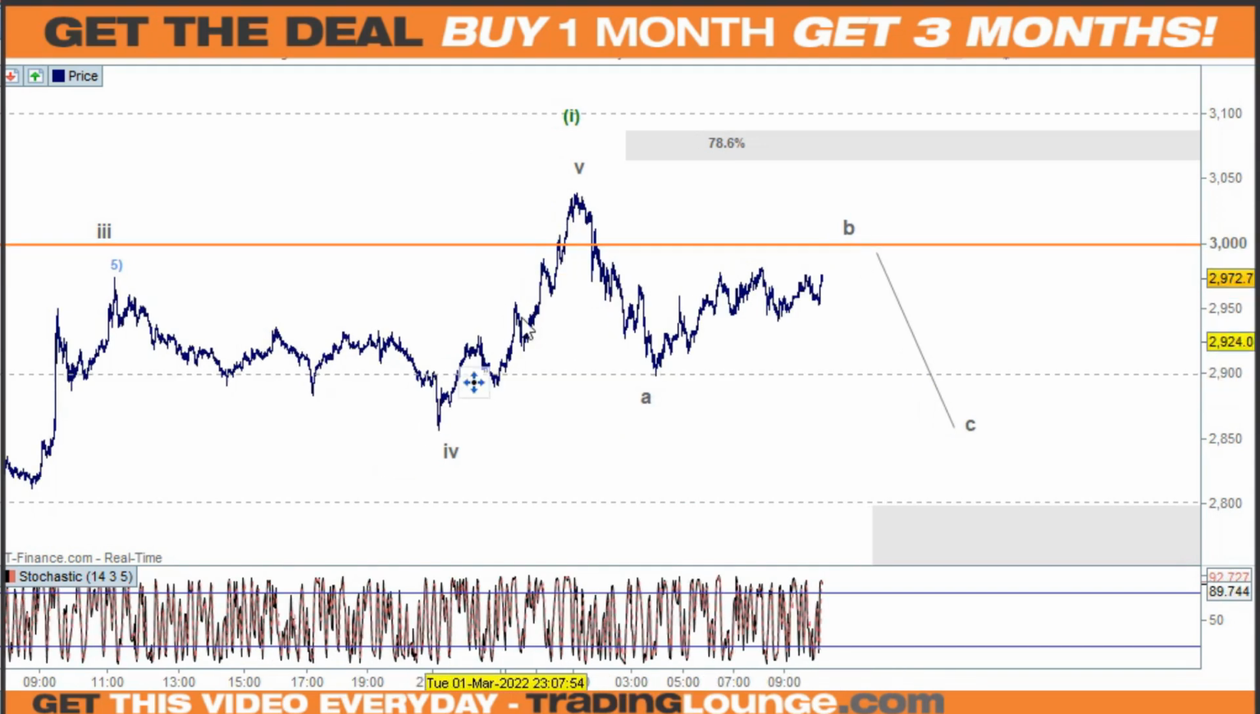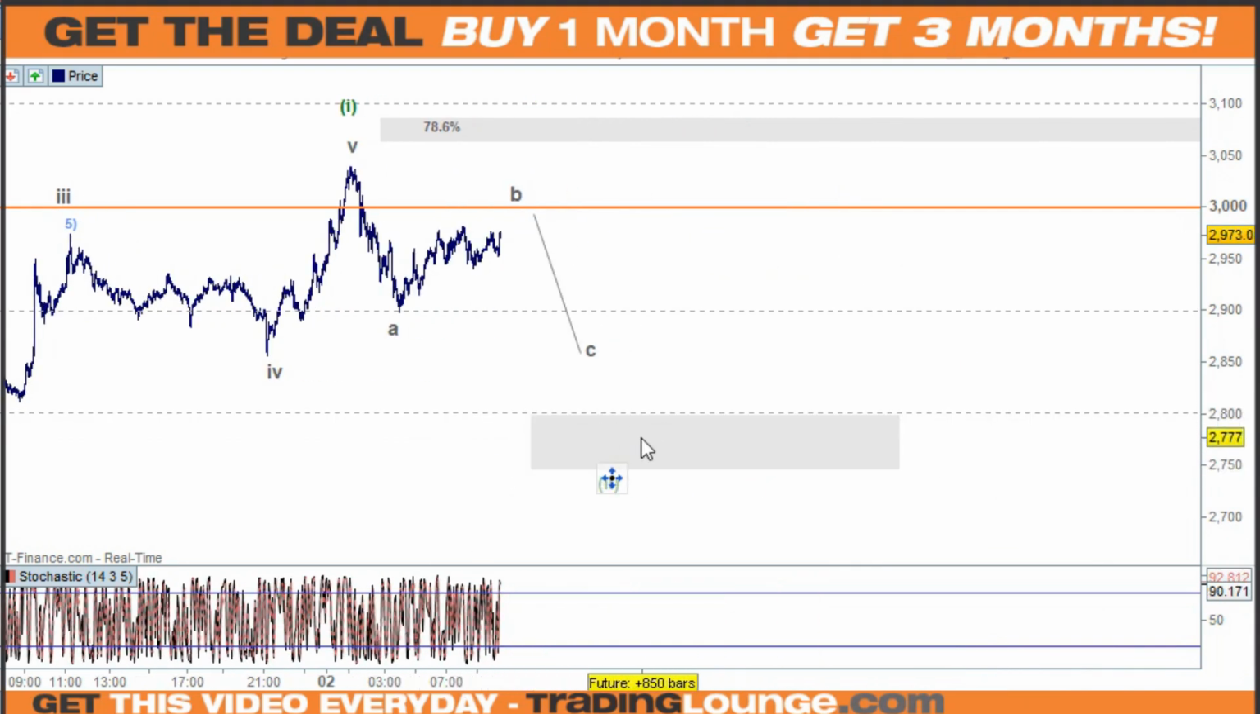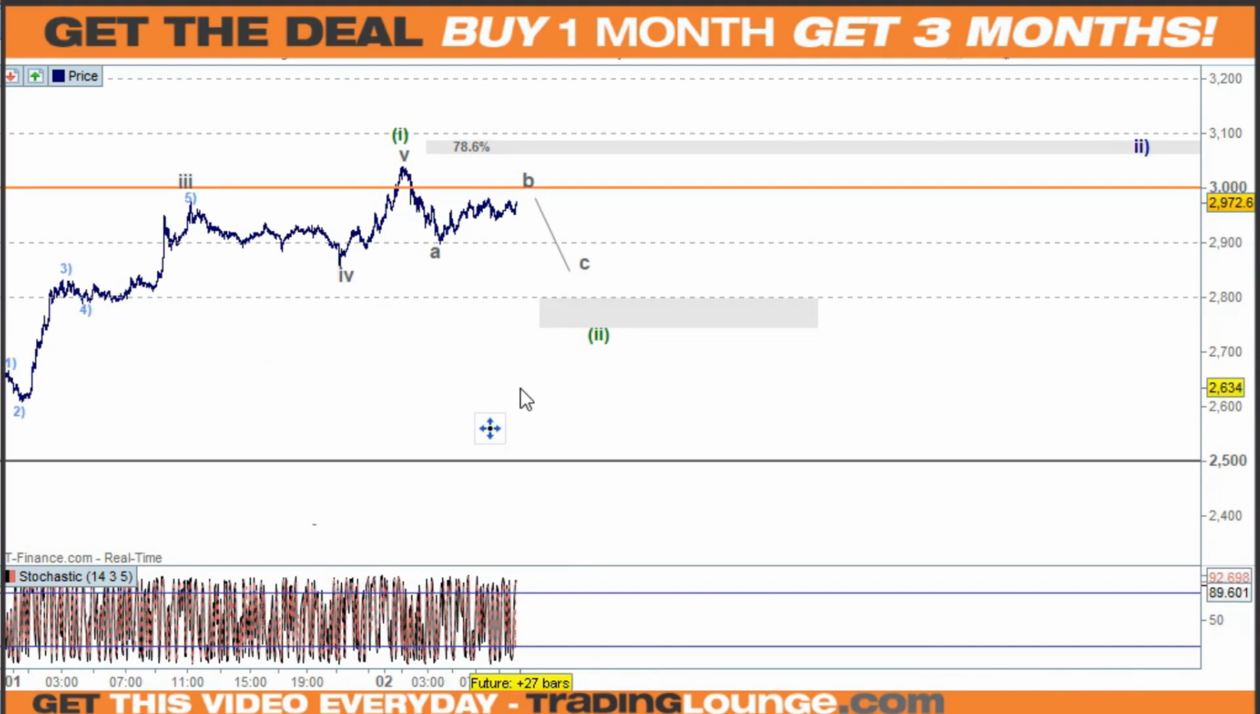Could I look at this as an expanded flat here? Probably, with wave B here and then down for wave C here. So wave C can pull back to the 50-60% retracement level. Normally there's some sort of equality between these two legs, so somewhere down here anyway for that.